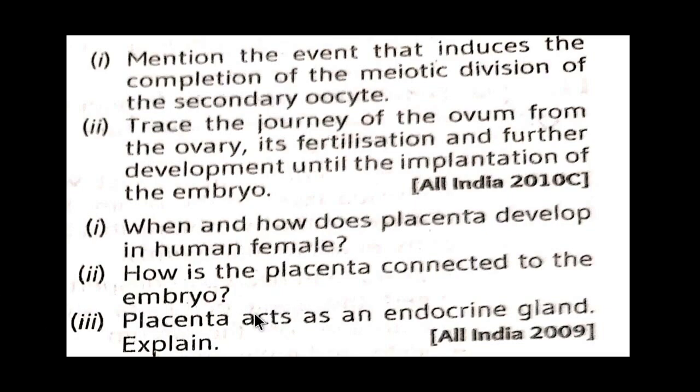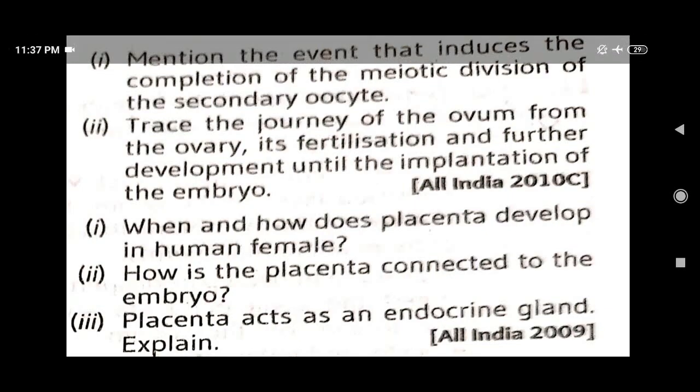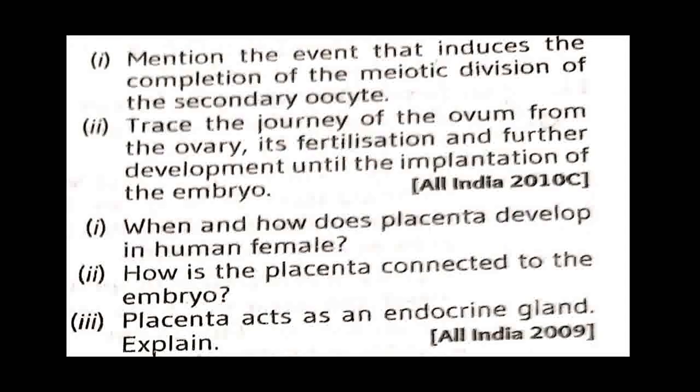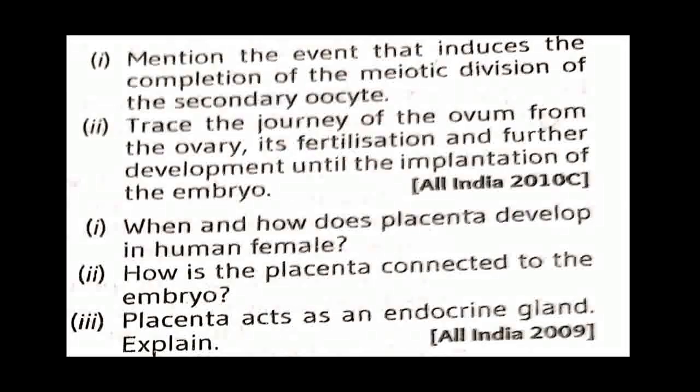So the placenta is connected to the embryo through an umbilical cord. And then, how does the placenta act as an endocrine gland? You know that it secretes the following hormones. Now, you just have to name the hormones. Please remember to name all the 4 hormones.